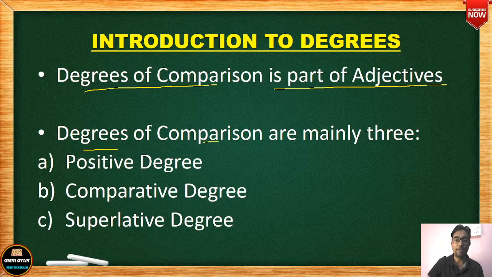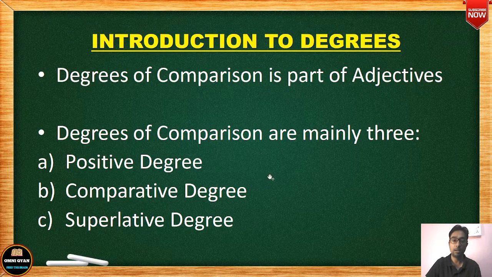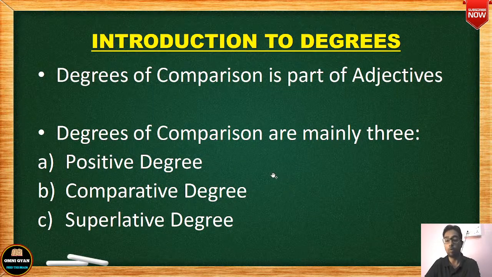Now degrees of comparison are mainly 3. ये भी आपने पढ़ा होगा: positive degree, comparative degree, and the third one is superlative degree. ठीक है, degrees of comparison are mainly of 3 kinds: positive degree, comparative degree, and superlative degree. And I think you have learned this in your junior classes. है ना, आप लोगों ने सीखा ये junior classes में, आपने already ये सीखा हुआ है.